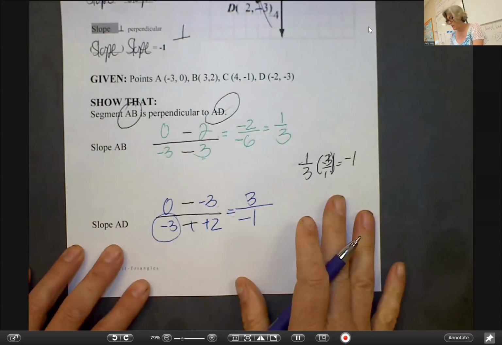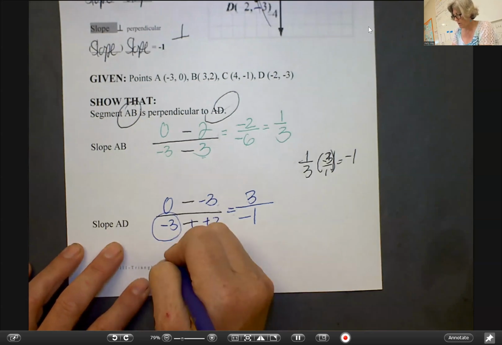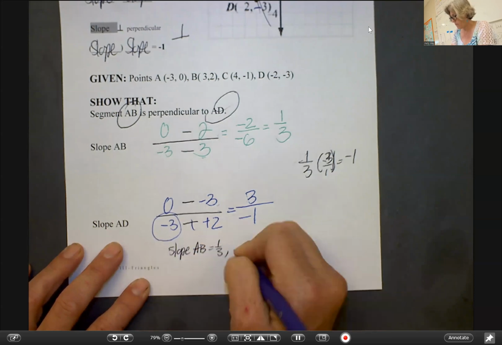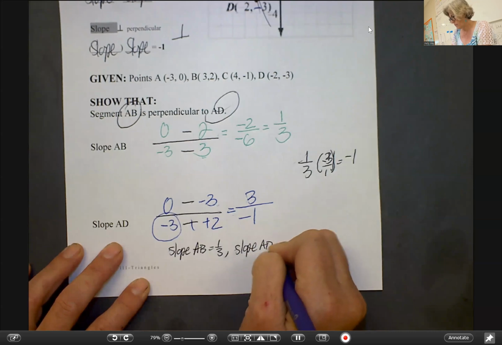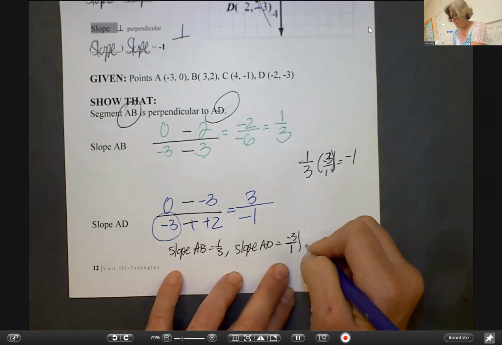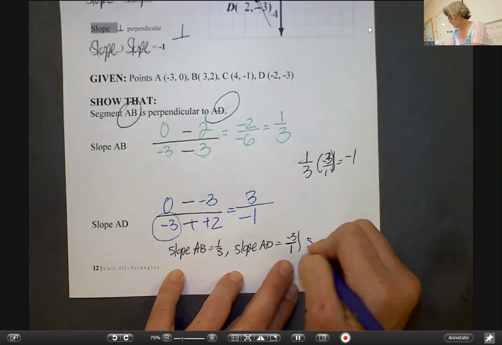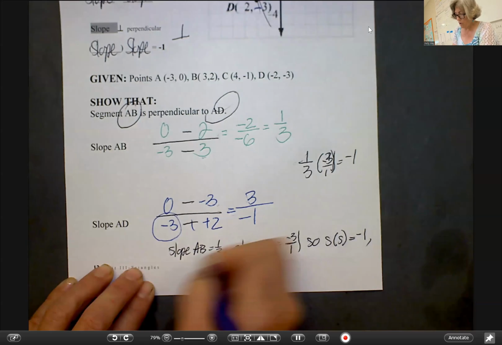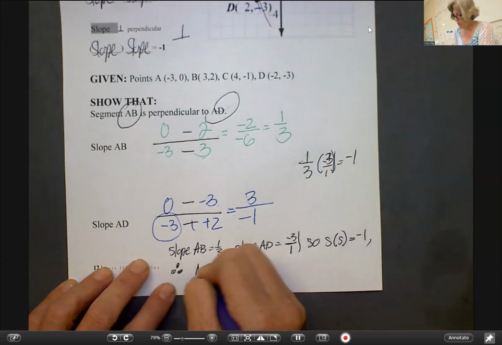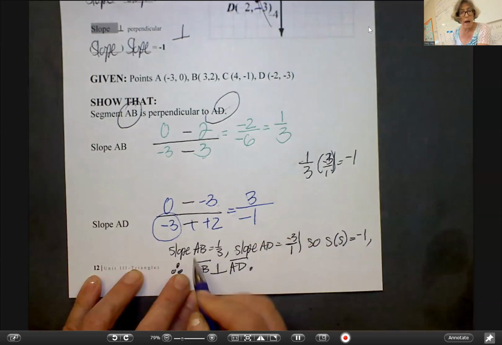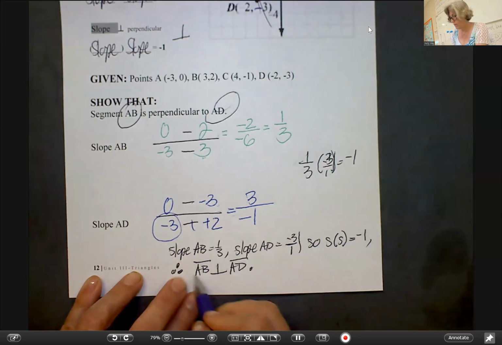So math meaning punchline. Here's the math. -3 over 1. Meaning, so slope times slope equals -1. Therefore, punchline, AB, the segment, is perpendicular to AD. Math, meaning punchline. One more.